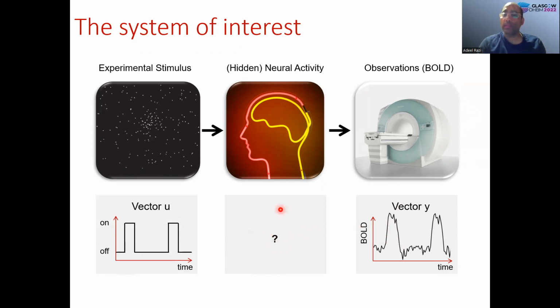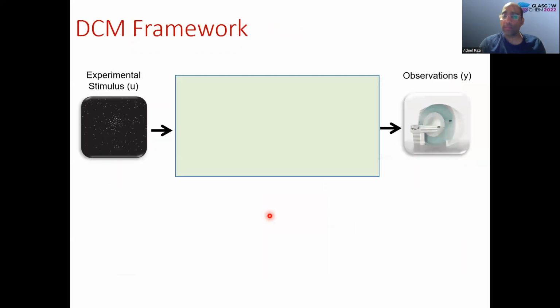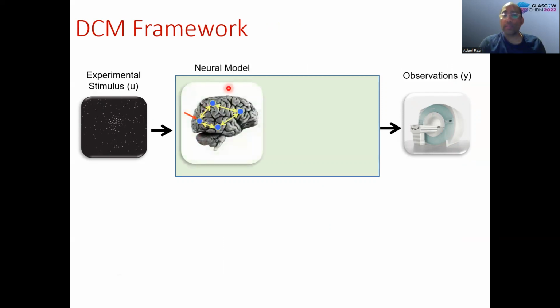Because we have to infer this, we have to have a model, or a generative model to be specific here. The generative model that we use in DCM is a hierarchical one. So there is a neural model, as I showed before. There are different brain regions, and we are interested in how they interact. This is what's happening at the neural level.